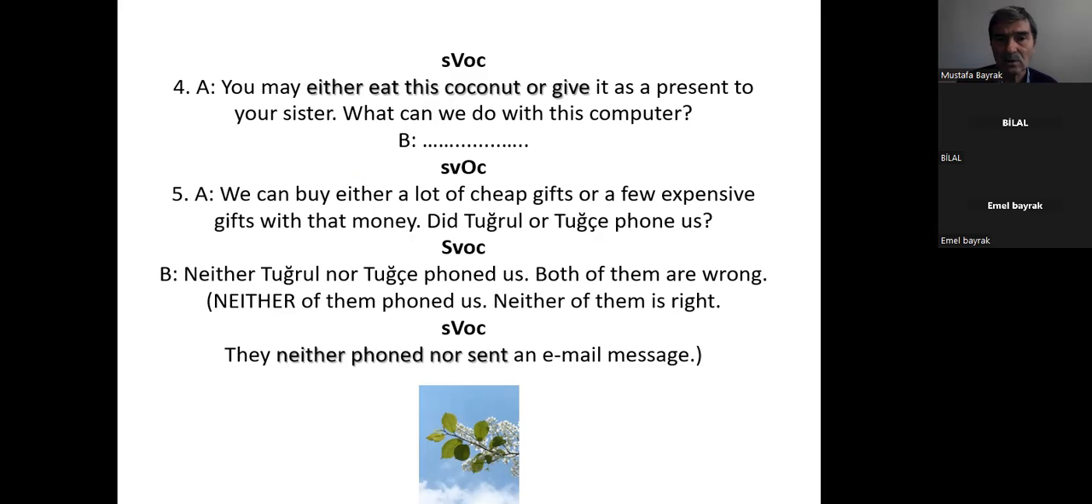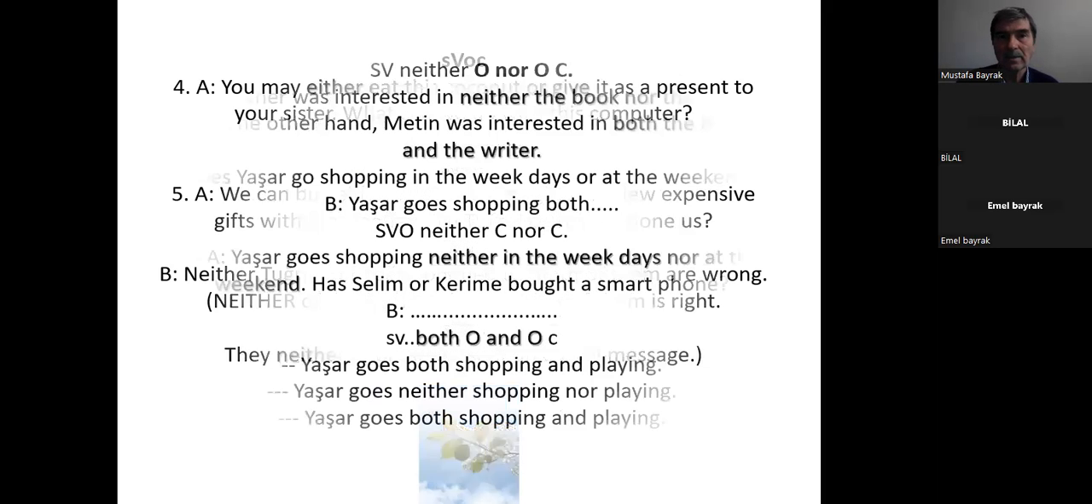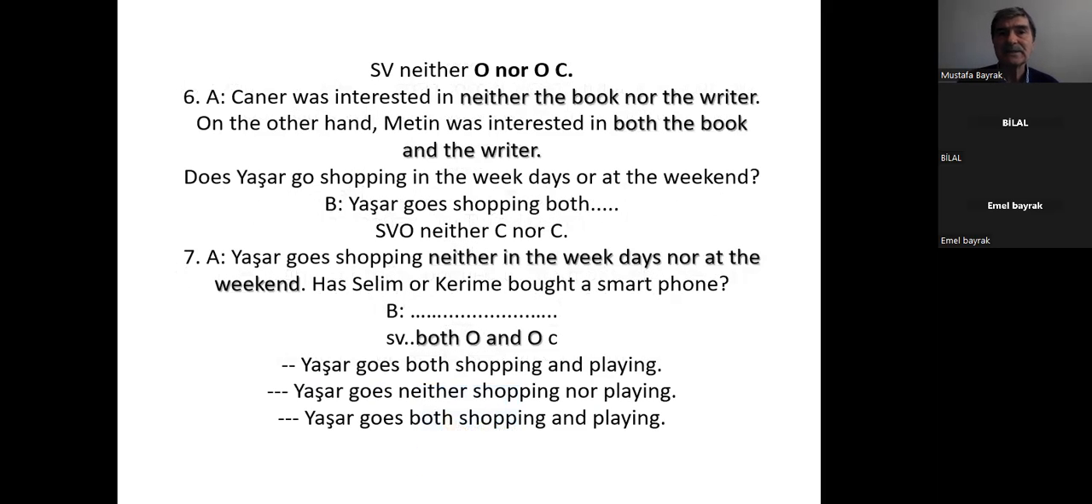They, now here verb again. They neither phoned nor sent. Okay. They neither phoned nor sent an email message. Okay. Now subject verb, neither object nor object and then complement.